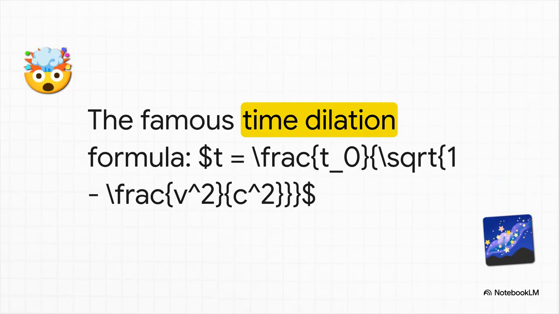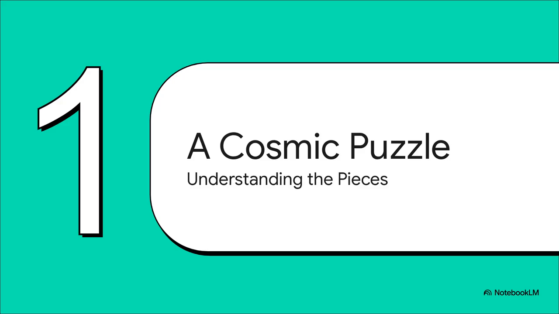And there it is. Whoa, that is the famous time dilation formula, straight from Einstein's special theory of relativity. It's the equation that explains how time itself can literally stretch or shrink, all depending on how fast you're moving. It looks pretty intimidating, doesn't it? Like it holds some deep, fundamental secret of the universe. Okay, so before we can even think about solving this thing, we've got to understand what all these symbols actually mean. Let's meet the key players in this cosmic puzzle.